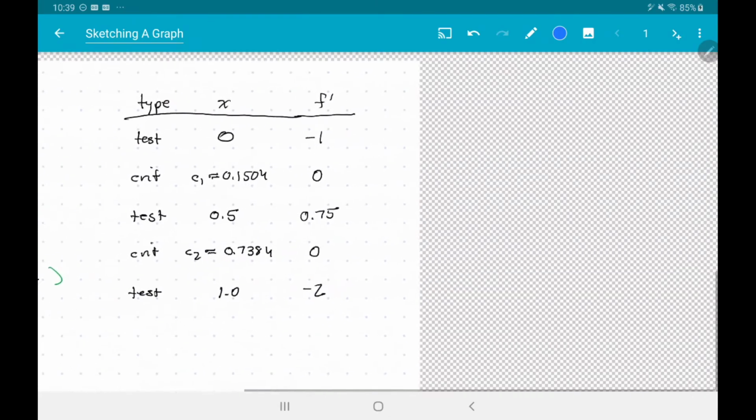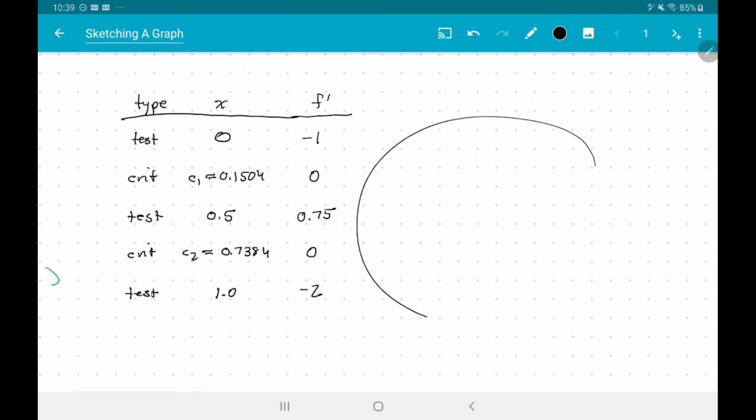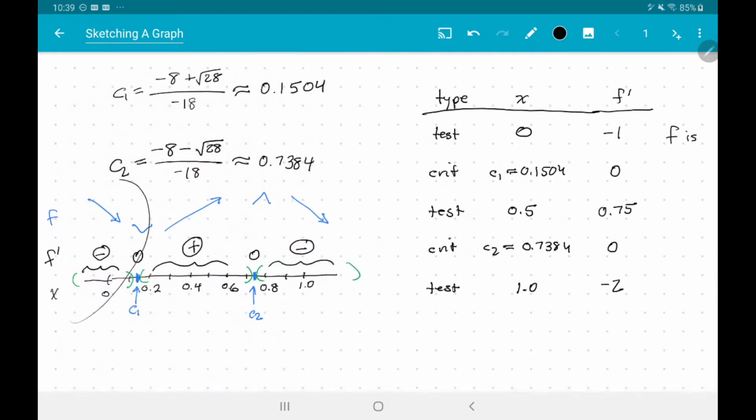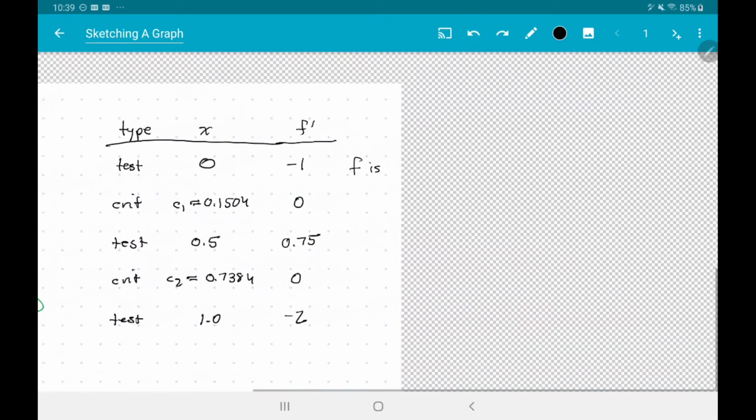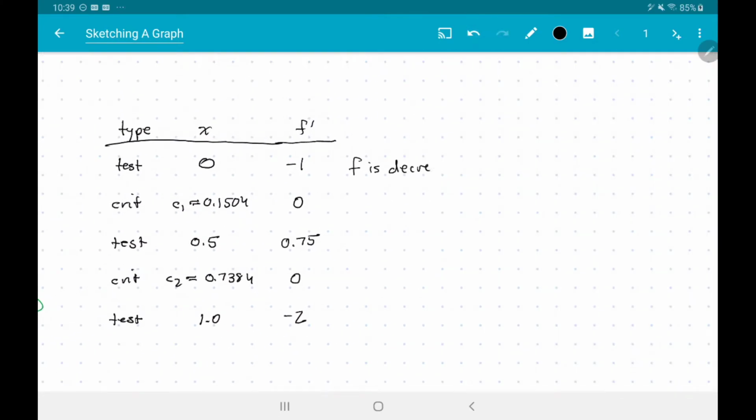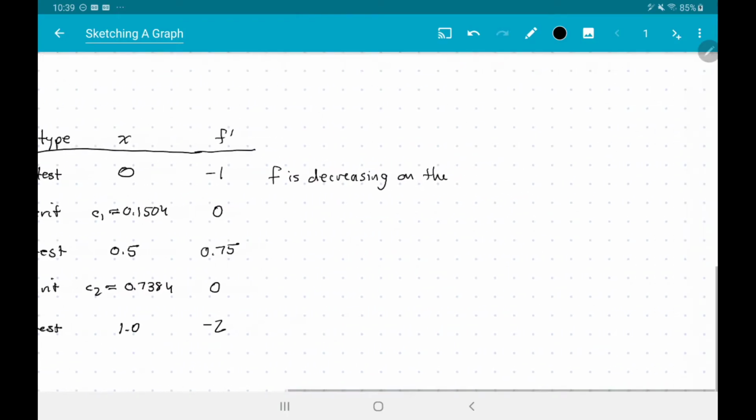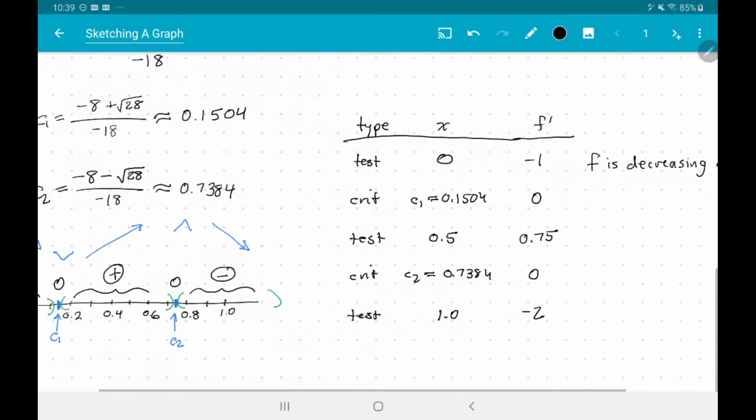Let's write out over here what we found. This first number tells us information about an interval. So f is, and we're going to write about this interval. First, it's decreasing. We figured that much out. So f is decreasing on the interval. Okay, now we have to figure out what interval to write.